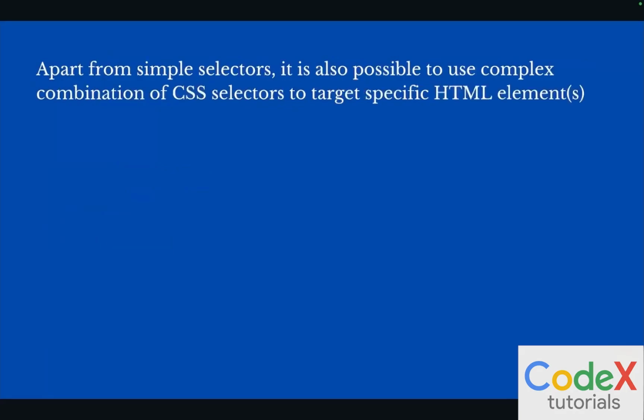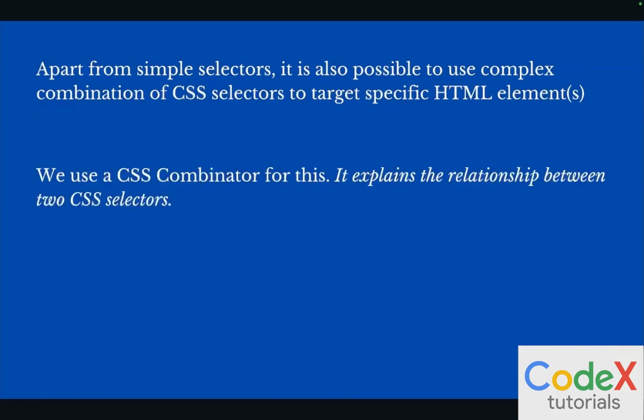Now, apart from simple selectors, it is also possible to use complex combinations of CSS selectors to target specific elements. This is where the concept of CSS combinators comes into the picture. A CSS combinator is basically a relationship between two or more simple CSS selectors.